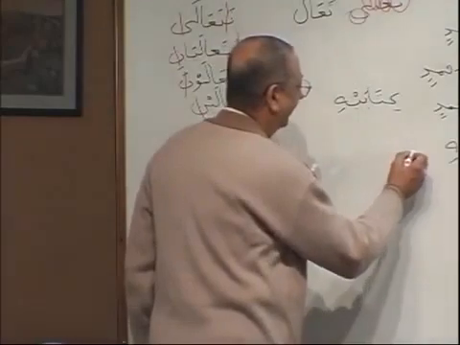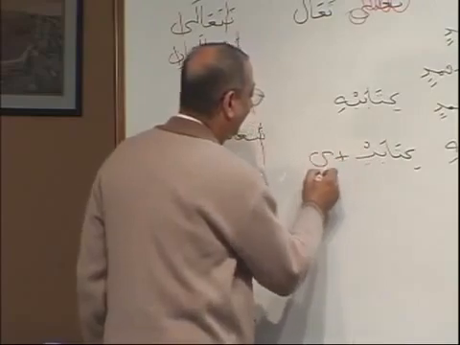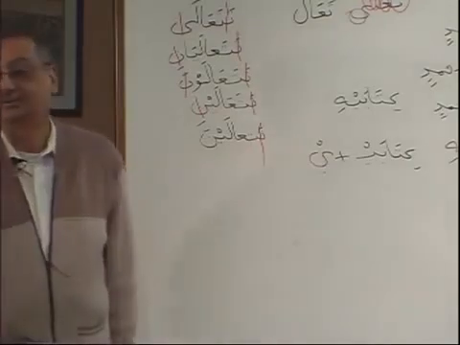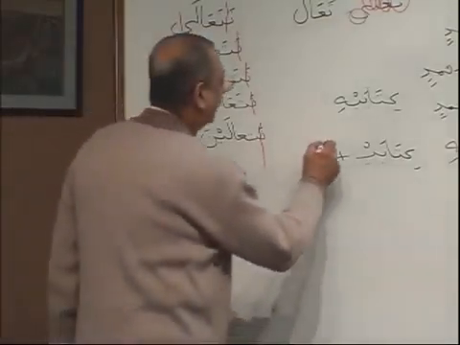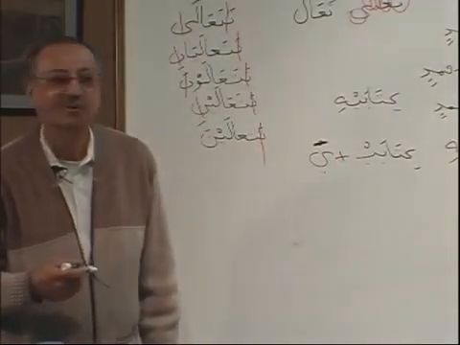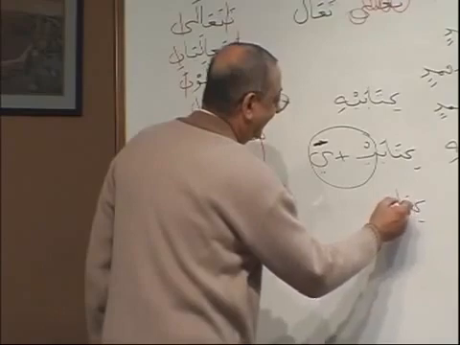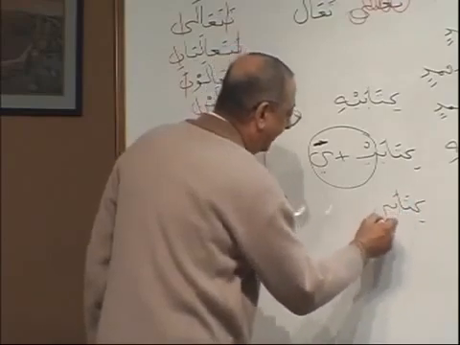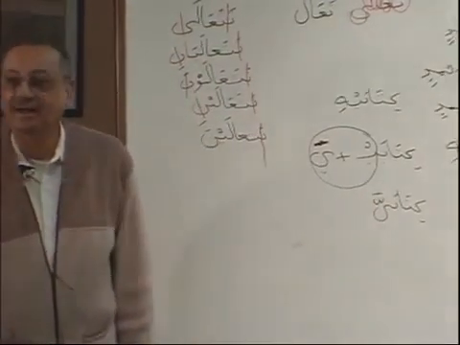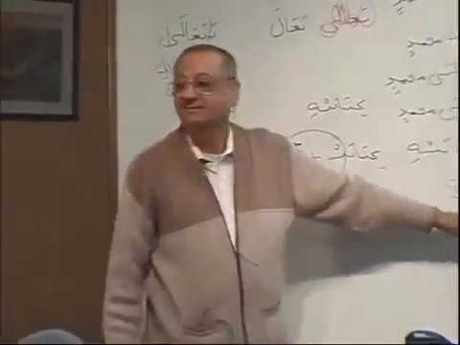Okay, ready? Kitabai plus ya mutakallim. No, there are two sukuns. So we give it a fata here. Now we do idgham. What do you do? Kitabaiya, mashallah. Kitabayya. What is kitabayya? Mudaf, mudaf ilayhi. Got the idea? What is kitabayya? Mudaf.